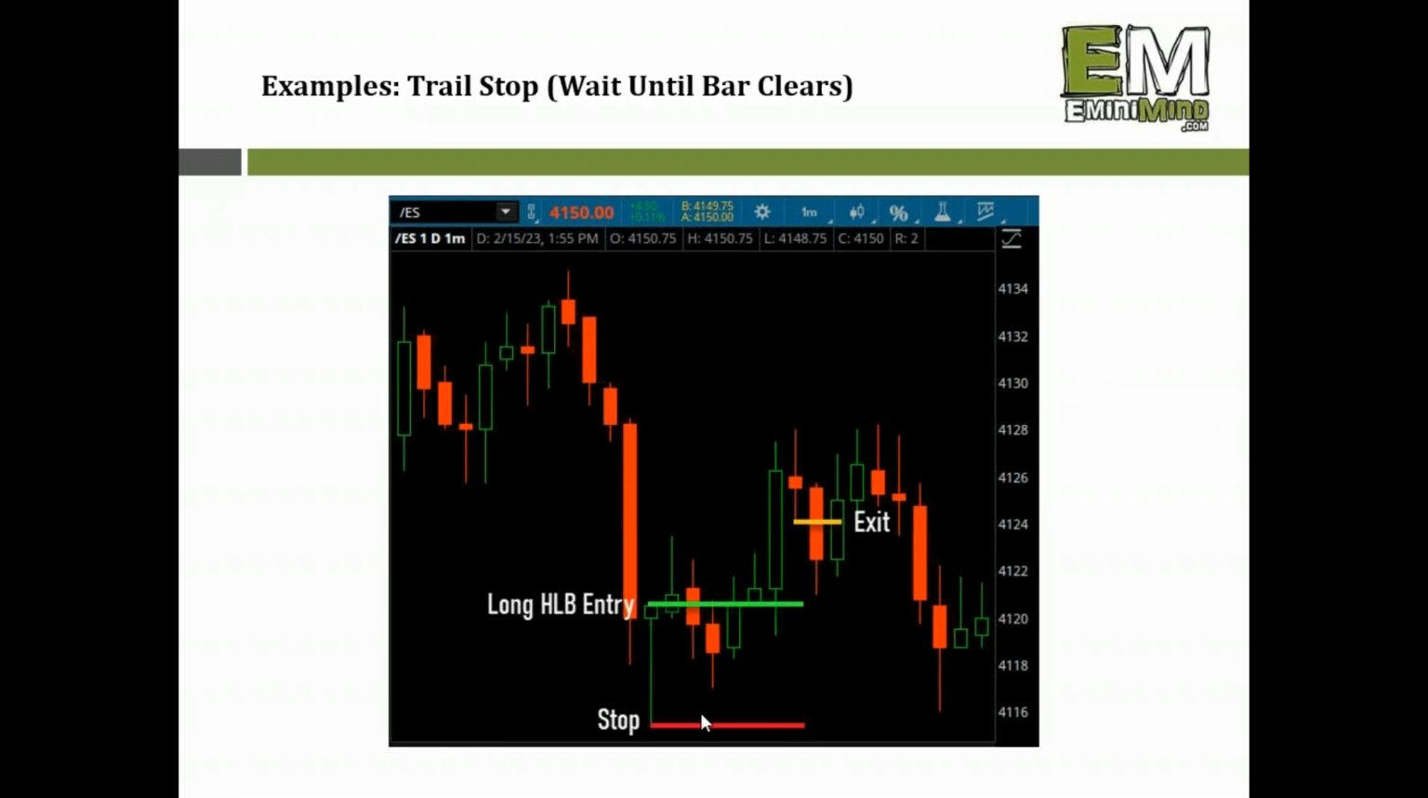You can also just trail swing lows on the way up or swing highs on the way down, and that can kind of keep you in trades longer, because instead of trailing each bar, you're kind of letting the market pull back, put your stop above the swing high, move down, pull back, stop above the next swing high. So that's a good way to trail your stop as well.